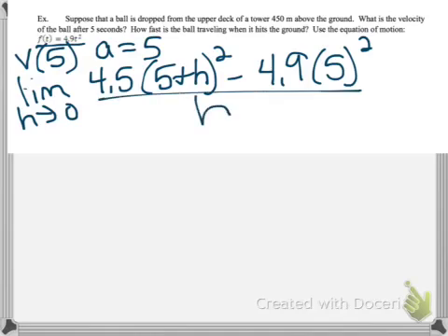Again, simplify that, and you guys should get 49 meters per second. When I FOIL and combine like terms, the h should cancel, then I can plug the 0 in. So what's it saying? After 5 seconds, the velocity is 49 meters per second. And I used the h formula. You could use the f of x minus f of a formula to get that.